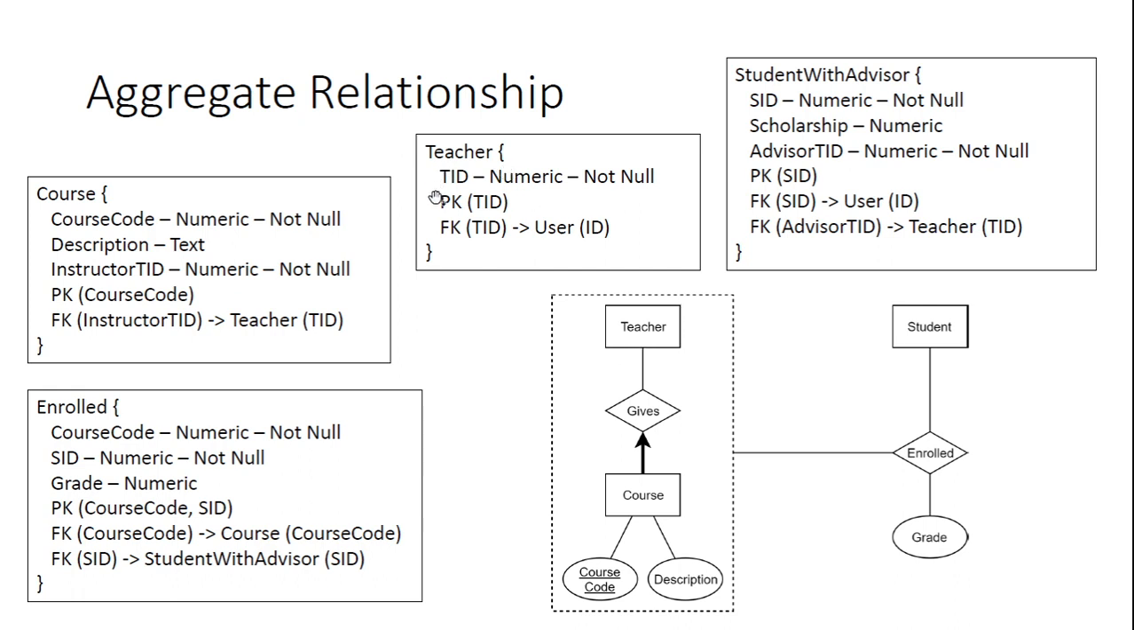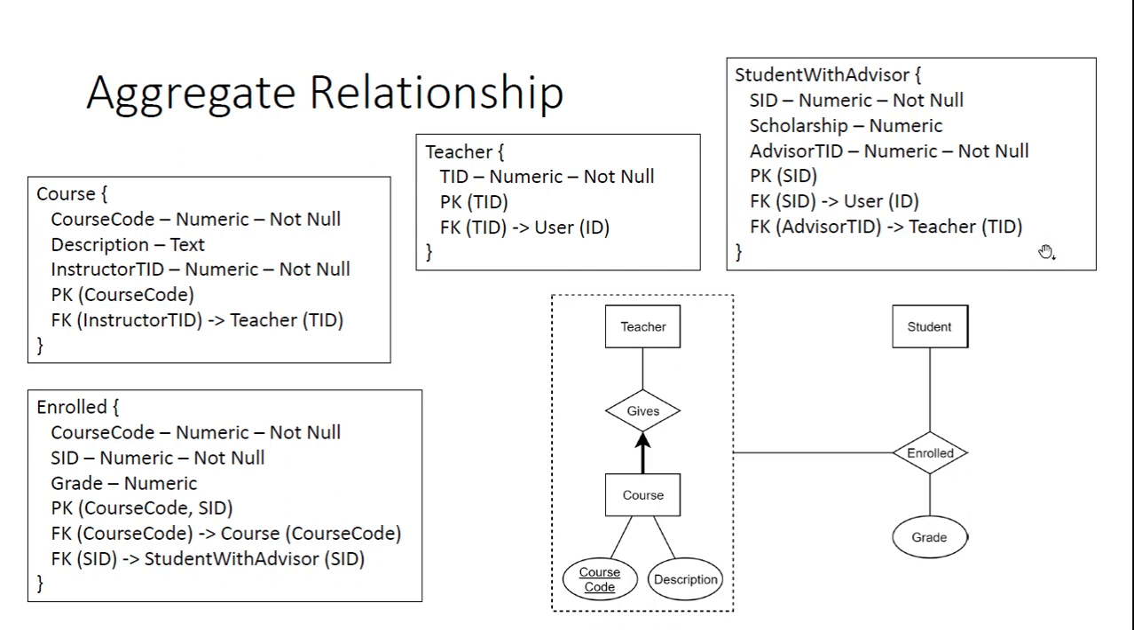Remember, for the teacher, we have TID. It is the primary key. Then we included the gives relationship within the course table. So for a course, we have the primary key as our course code. Since the primary key of the course table is course code, then this enrolled table is going to be connected to the course table. So in here, we are keeping a course code that's a foreign key to the course code of the course table. And again, similarly, a student is called student with advisor.